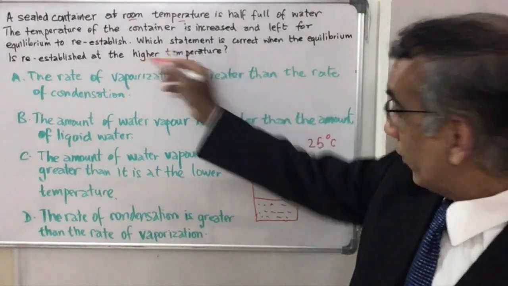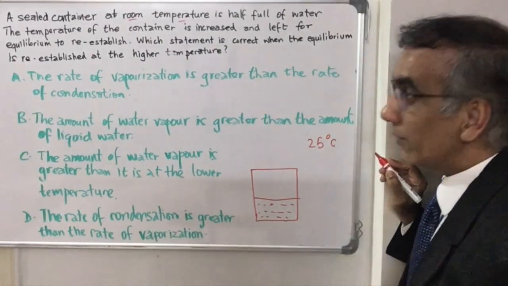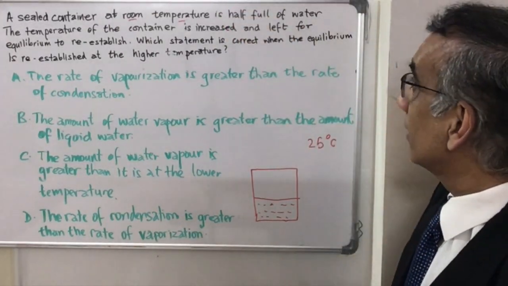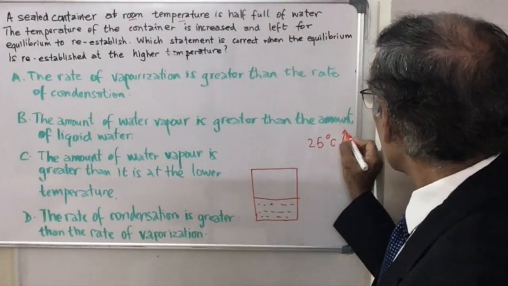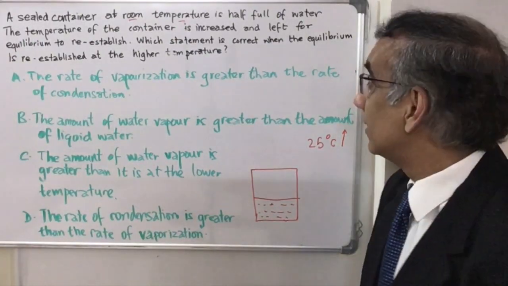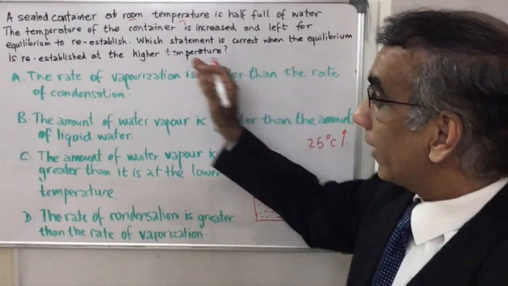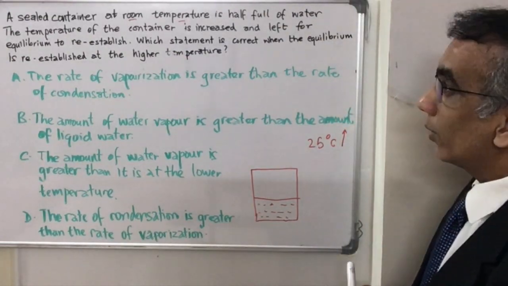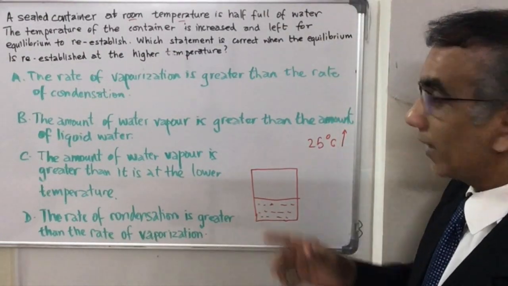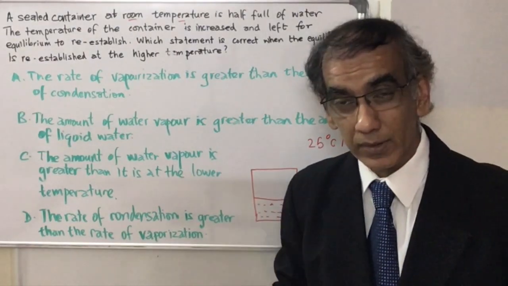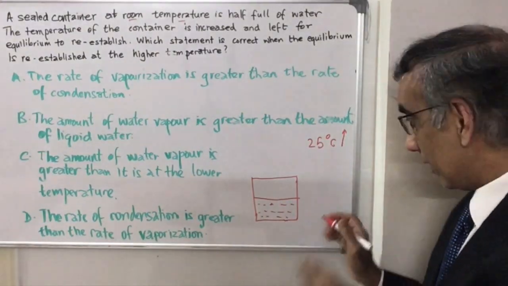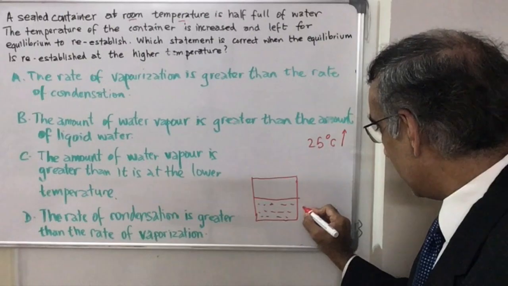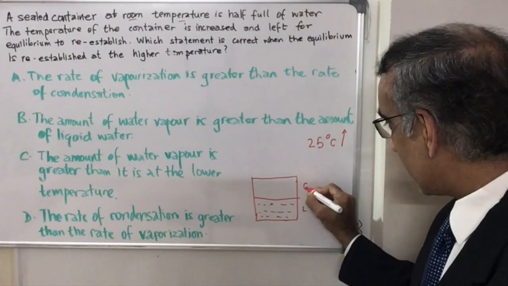And then the temperature of the container, which is 25 degrees Celsius, room temperature, is increased. Let's put a little arrow there for that. And left for equilibrium to re-establish. Which statement is correct when the equilibrium is re-established at the higher temperature? So 50% of the container is liquid water and the other 50% is gas.